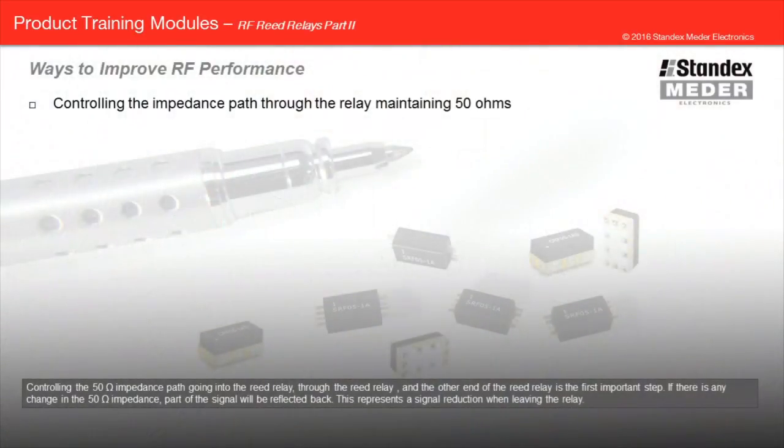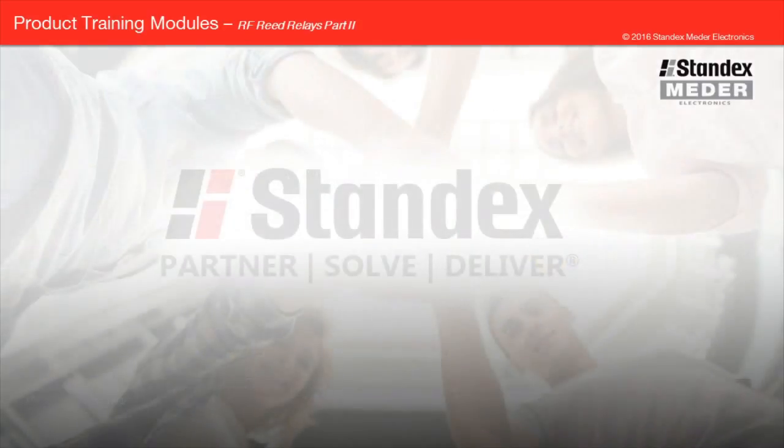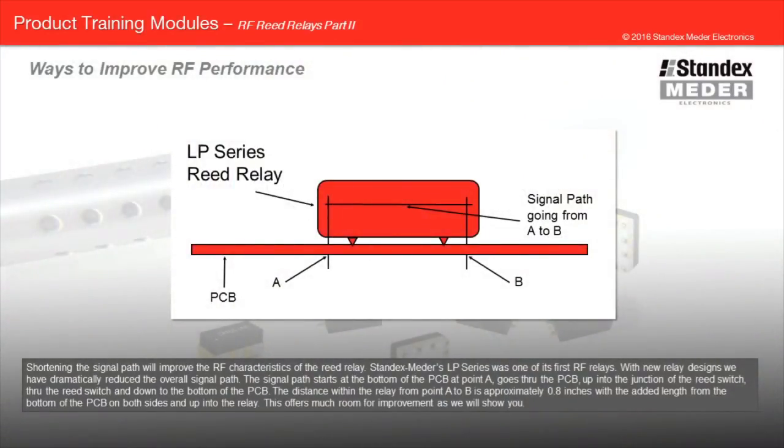Controlling the 50 ohm impedance path going into the reed relay, through the reed relay, and the other end of the reed relay is the first important step. If there's any change in the 50 ohm impedance, part of the signal will be reflected back. This represents a signal reduction when leaving the relay. Shortening the signal path will improve the RF characteristics of the reed relay.